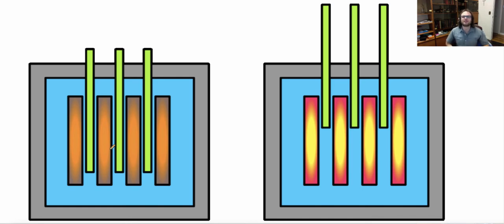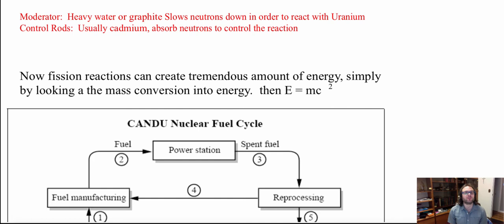And it's very easy to get out of control. So the graphite or heavy water that is used to slow down neutrons in order to react with the uranium and create a chain reaction, those are called moderators. Control rods are those rods that we bring down to absorb neutrons to control or stop the reaction. And we normally use metals such as cadmium for that.